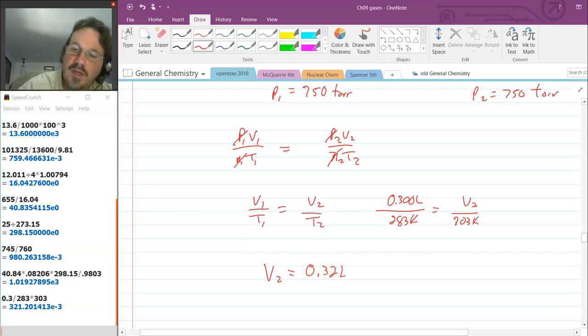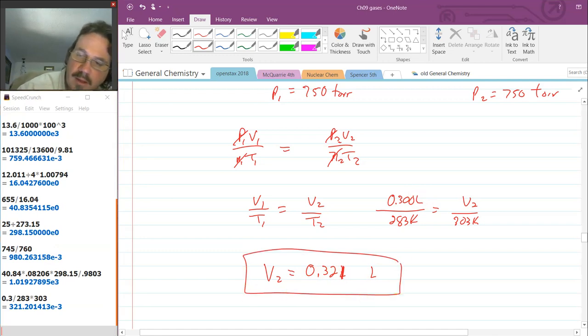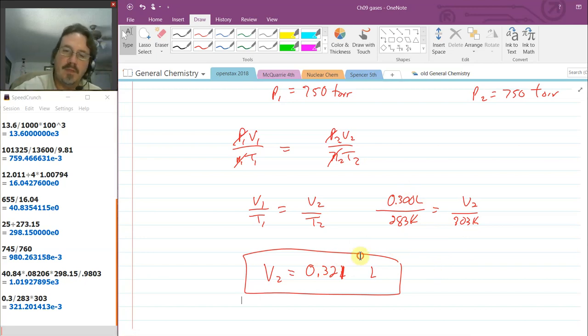0.321. What are the units? I put liters in here, so my units are going to be liters. There's my new volume. I always like to step back and say, does this make sense? My initial volume was 0.300. My new volume, 0.321. It's gone up a little bit. That does make sense because I increased the temperature a little bit, from 10 degrees up to 30 degrees Celsius. Make it hotter, it got bigger. All right, so there's my new volume.